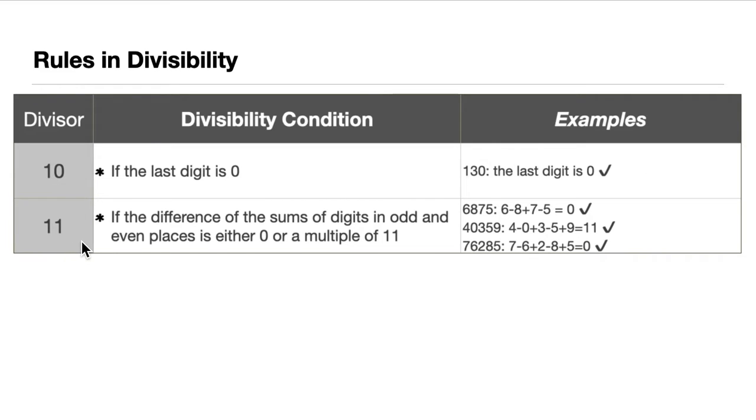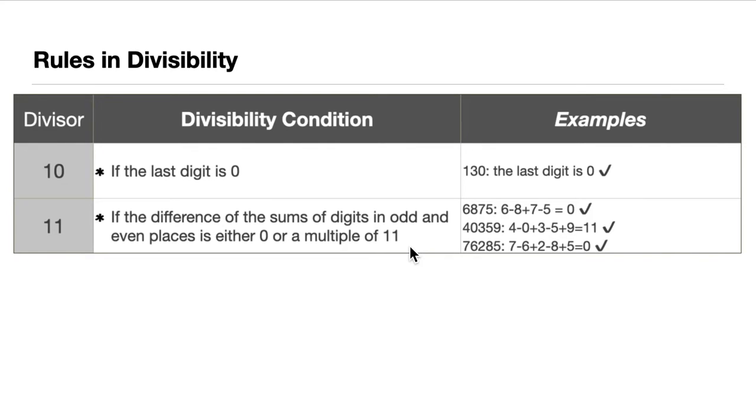How about for number 11? This is a very interesting way to determine if a number is divisible by 11. If the difference of the sums of digits in odd and even places is either 0 or a multiple of 11, we can say that the original number is divisible by 11. Again, add all the odd places, add all the even places, and get their difference. If it is 0 or 11, it's a multiple of 11.